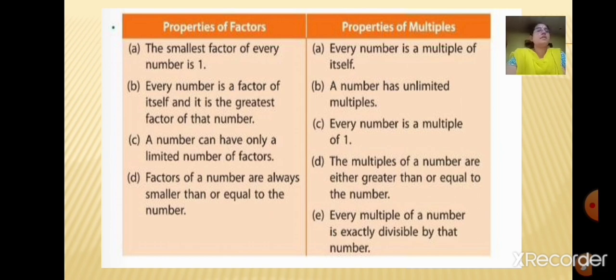Every number is a multiple of 1. The multiples of a number are either greater than or equal to the number. Suppose I take the multiples of 9, all the multiples of 9 will be greater than the number 9 or equal to that number. It will not be smaller than the number. Every multiple of a number is exactly divisible by that number itself.